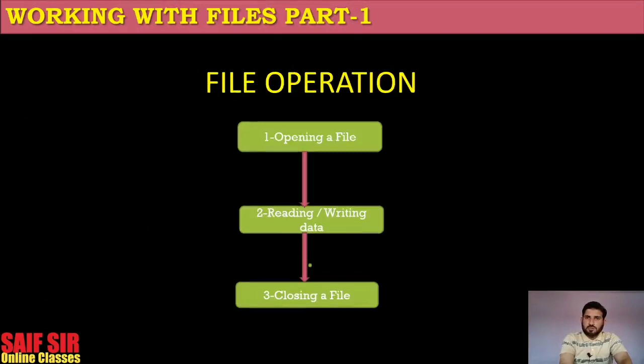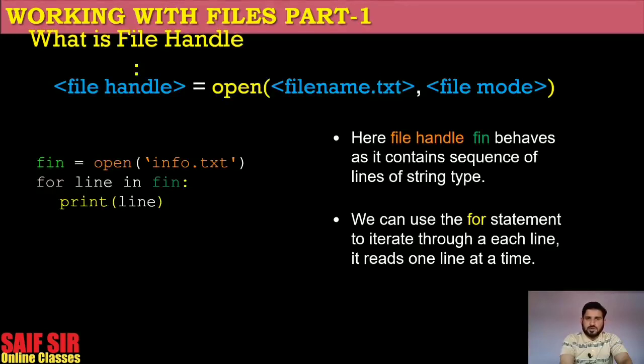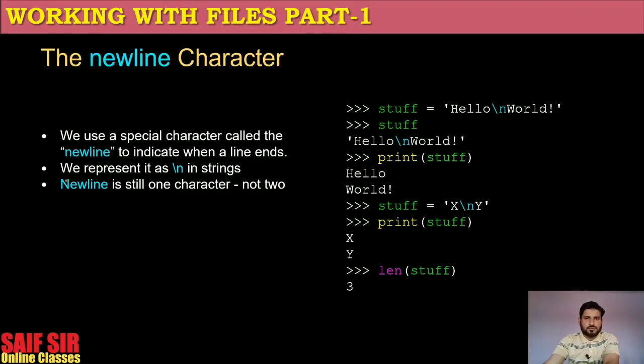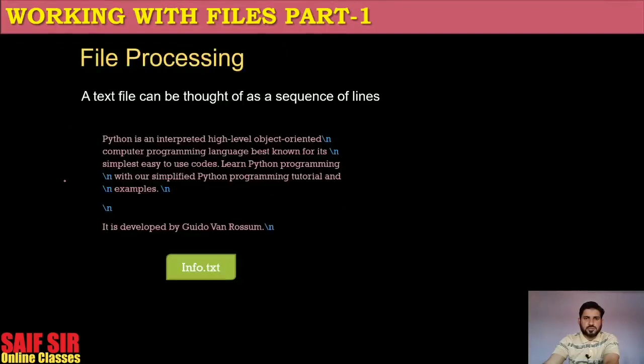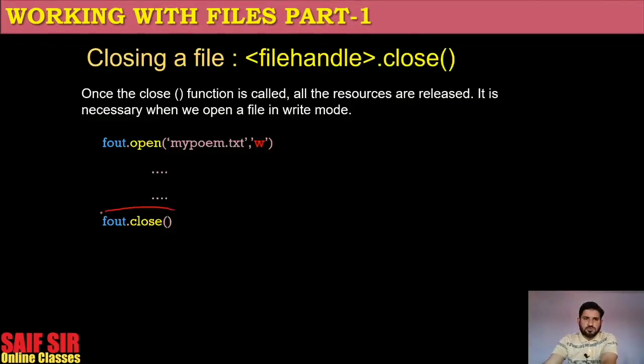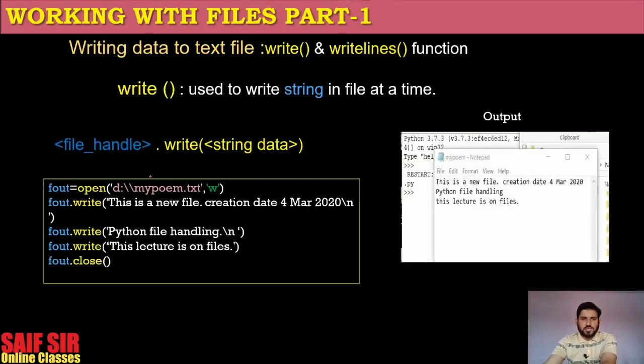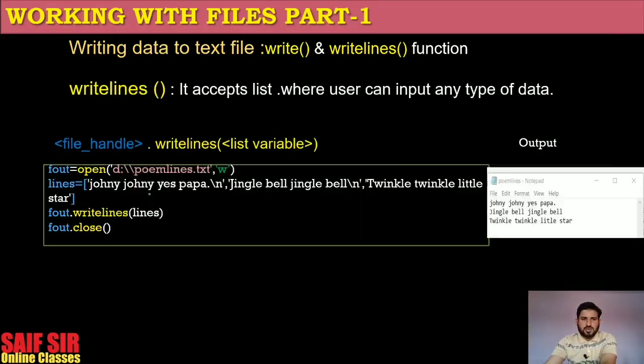Then we discussed the basic file operations: opening, reading, writing, and closing. This is what a file handle is. What happens when the file is missing? That is called an error. File processing is very important. Then the importance of the close function, because whenever you are using w, it is important. And then we discussed the write function, writing one string at a time into the text file, and then writelines, which means all the items of a list can be transferred into the text file in one go. This is what we have learned.